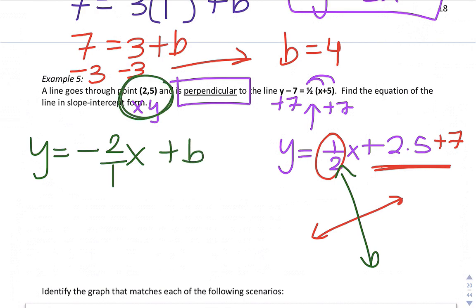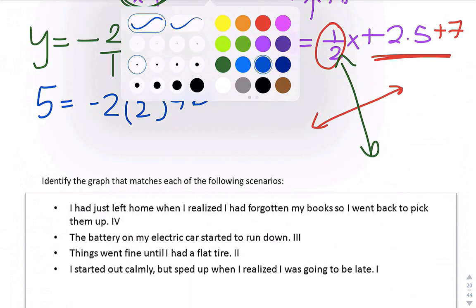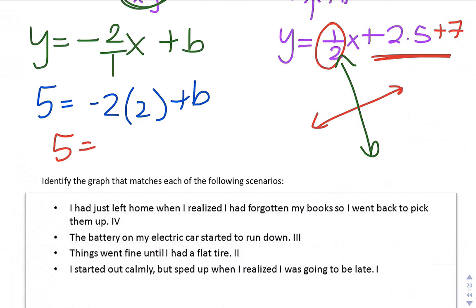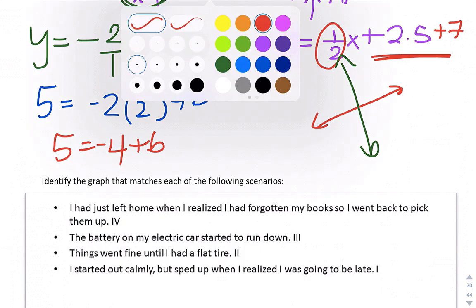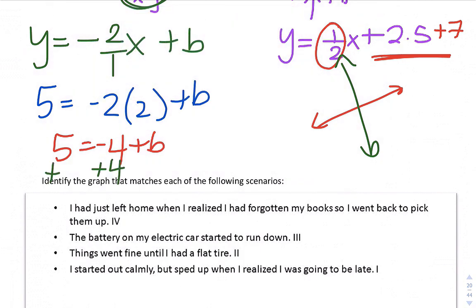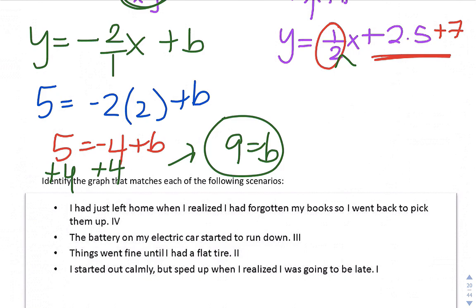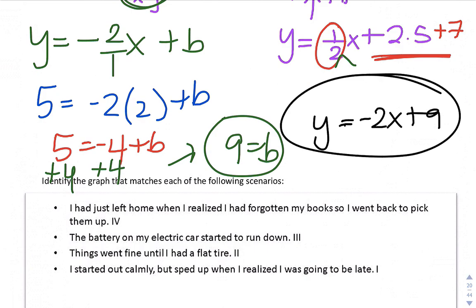So now we can plug in 2 and 5. We have 5 equals negative 2 times 2 plus b. Let's multiply negative 2 and 2, so we get negative 4 plus b. We'll add 4 to each side. We get 9 equals b. Rewrite the equation of the line with the right slope and the right y-intercept. We got y equals negative 2x plus 9. So for perpendicular, the slope is the opposite reciprocal, and parallel would be the same slope.